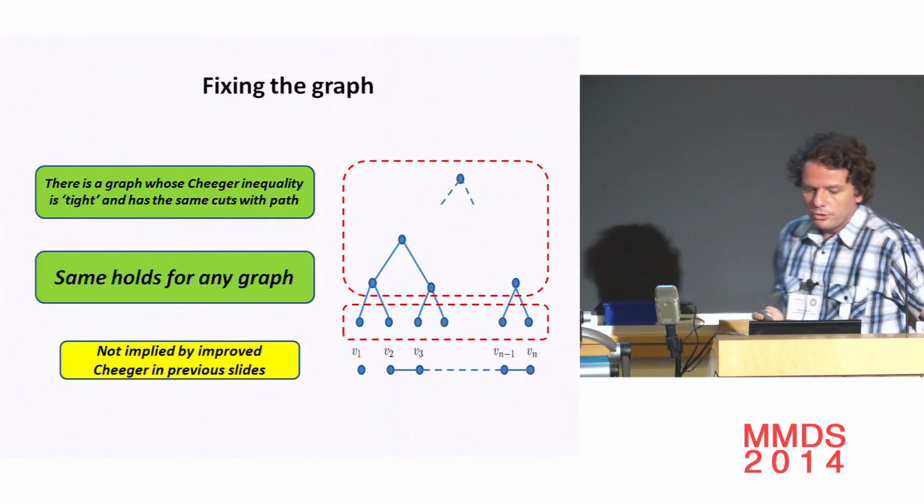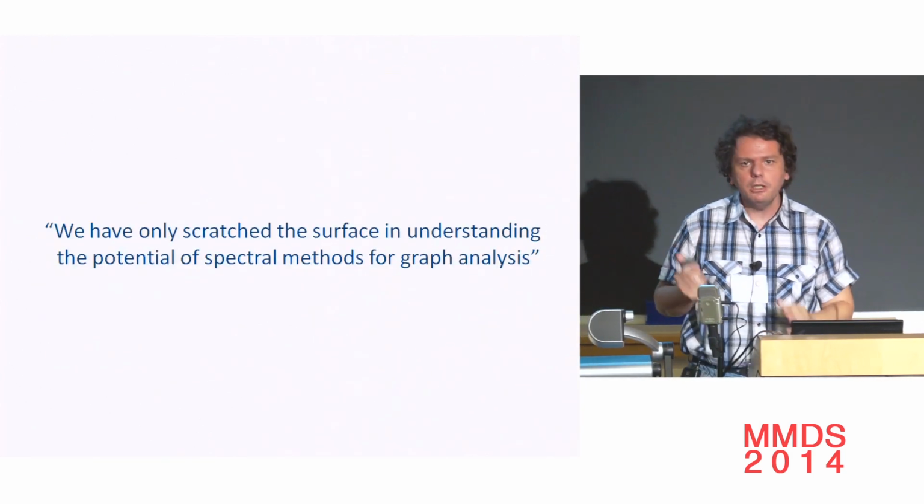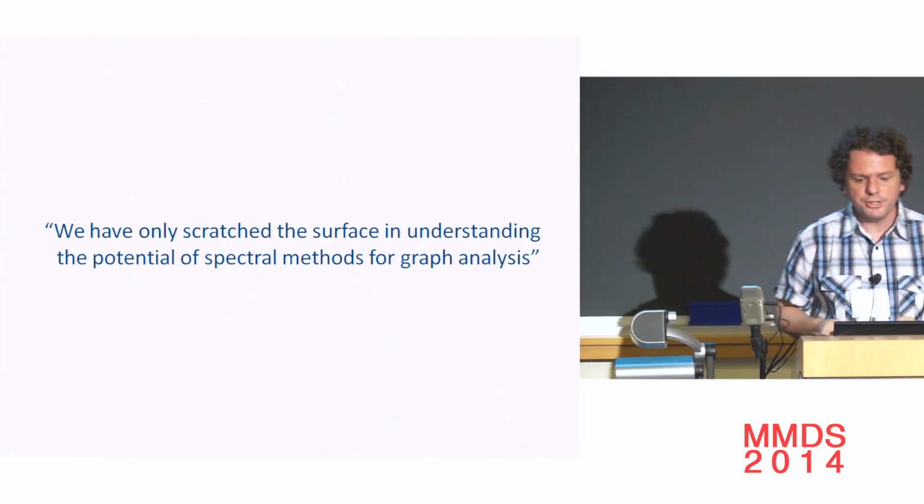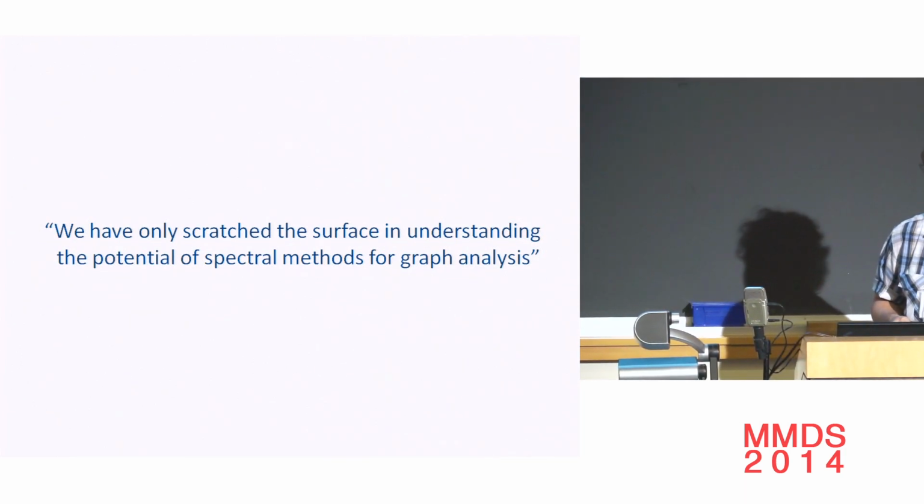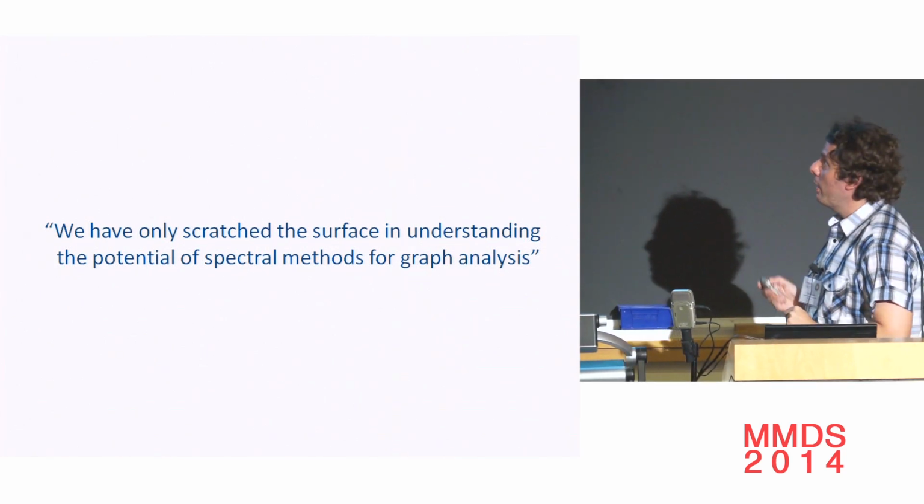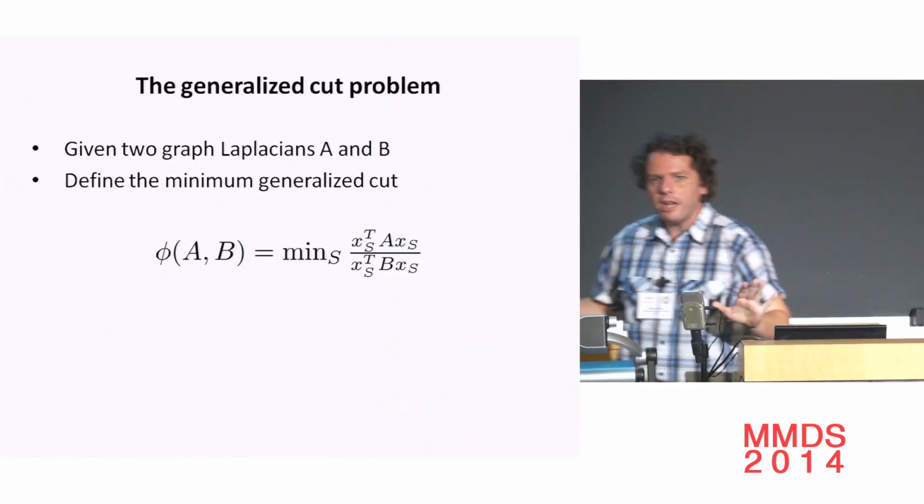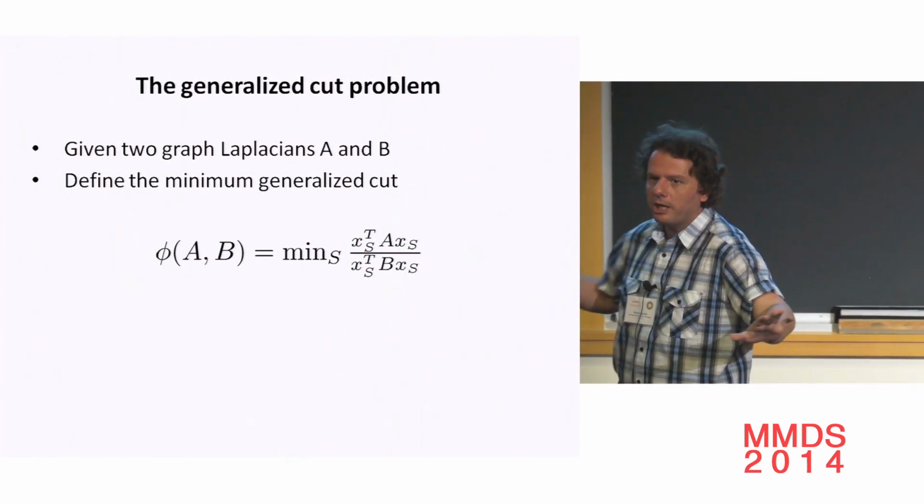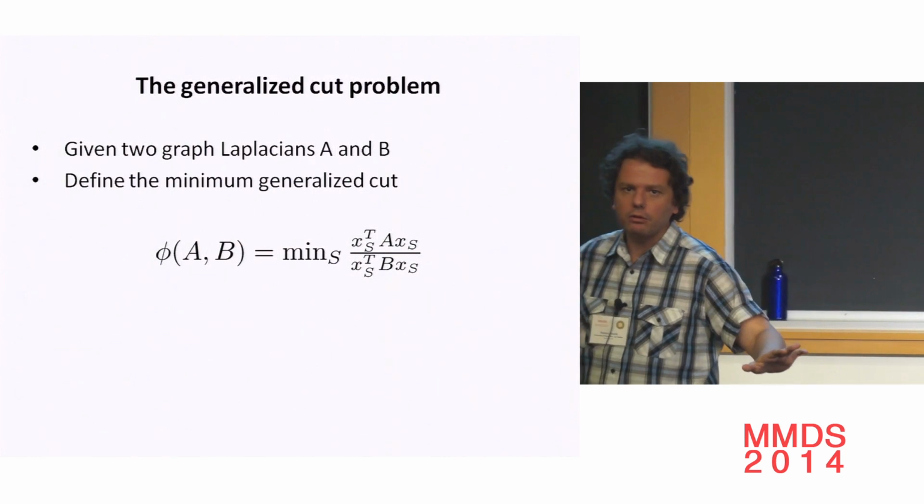All right. So here's, going to the last part. Here's something from the abstract. We have only scratched the surface in understanding the potential of spectral methods for graph analysis. Okay. So what do I mean by that? So far, I have talked about very simple things. It's just a Laplacian or a normalized Laplacian, and I find the eigenvectors.